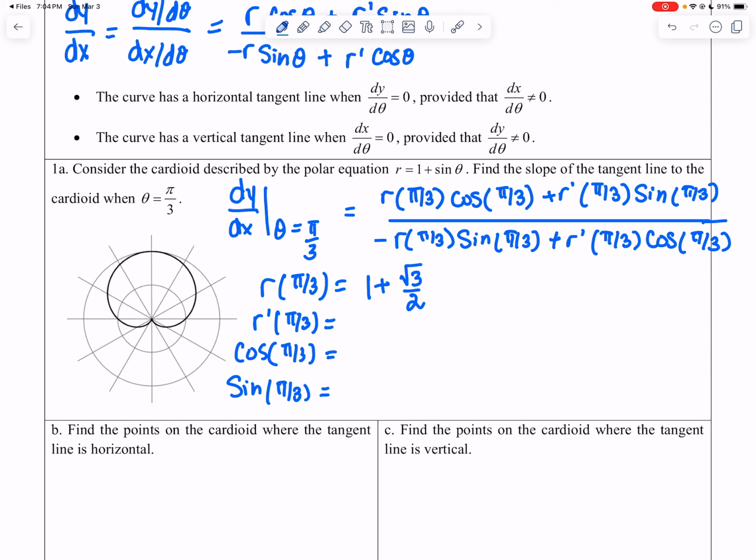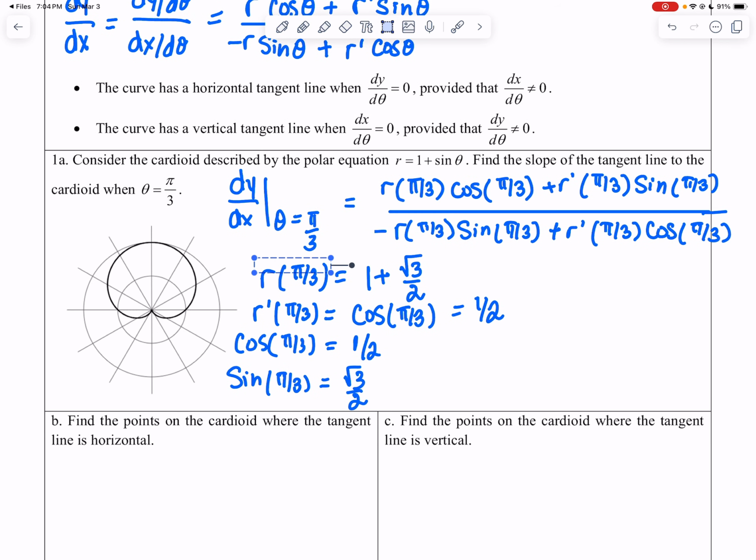Now for r prime of pi over 3, I need to find my derivative of this right here. That's just going to be cosine. So that right there is going to be cosine of pi over 3. That is going to be 1/2. And then sine pi over 3 is just going to be root 3 over 2.